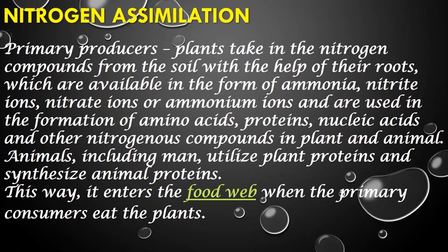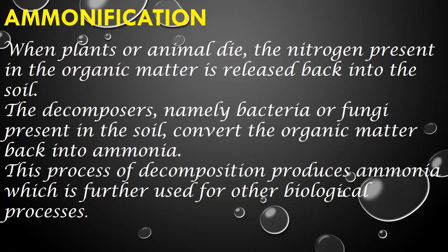Animals, including man, utilize plant proteins and synthesize animal proteins. This way, the nitrogen enters the food web when the primary consumers eat the plants. Let's talk about the process of ammonification. When plants or animals die, the nitrogen present in the organic matter is released back into the soil.